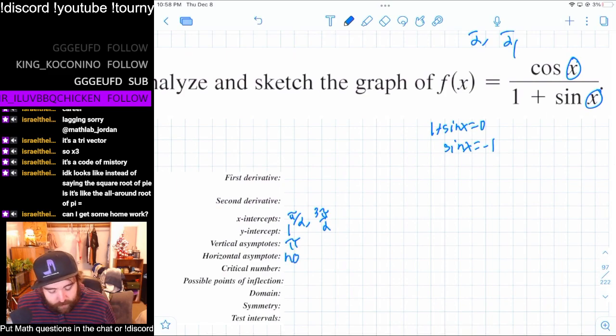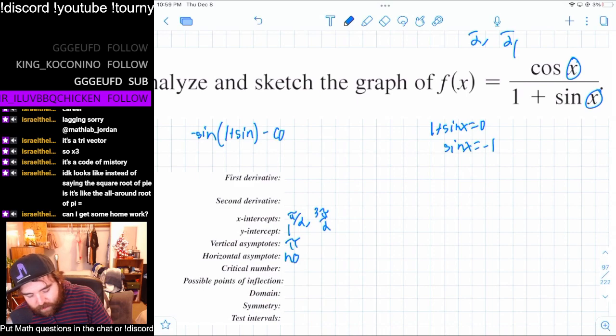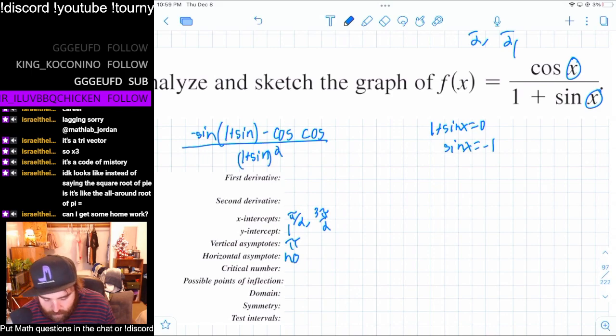Okay, now critical numbers. So we got to set the derivative equal to 0. So let's do that. Let's take the first derivative. So we've got to use the quotient rule. So we're going to have the derivative of cosine, which is negative sine, times the bottom, which is 1 plus sine, minus the original of the top times the derivative of the bottom, which is just cosine, all divided by 1 plus sine squared. And I definitely want to rearrange some of this because I'm going to have negative sine of x.